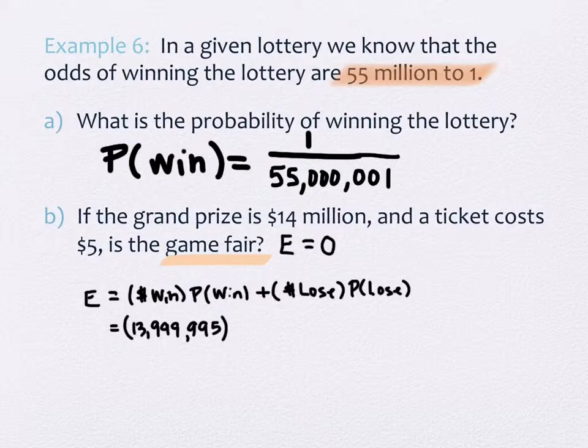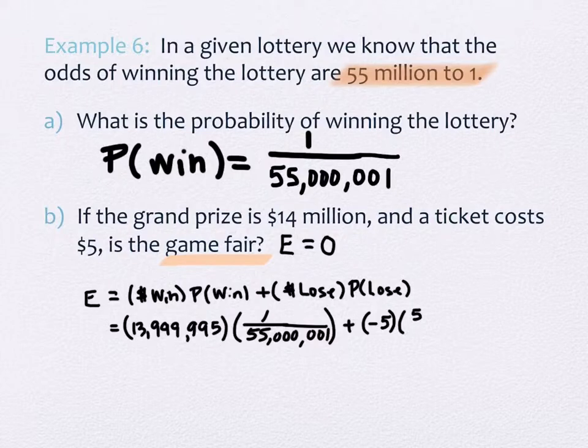Right, it's the value we got from part A. So it's 1 over 55 million. Okay, so far so good? If you lose, how much do you lose? $5. So it's a negative 5 because it's a loss. And what is the probability that you lose? We haven't calculated that yet. Yeah, that's right, Sadie: 55 million minus 1 on top, over 55 million on bottom.